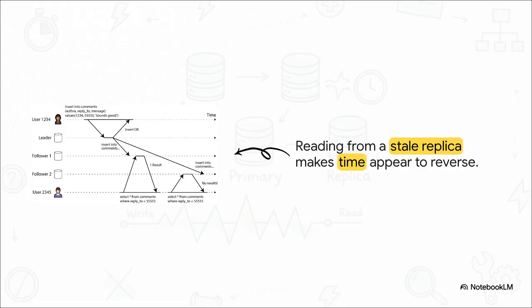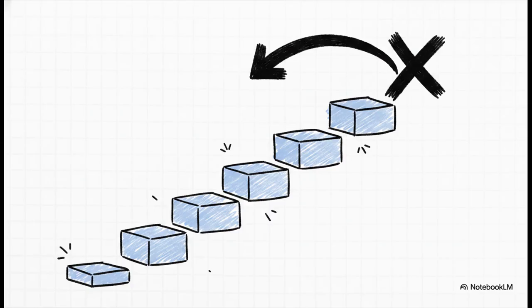Because the user's queries bounce from a fresh replica over to a stale replica, they actually observe the database at an earlier point in time on their second read than they did on their first. They literally went back in time. To prevent this jarring, sanity-questioning experience for our users, we require a concept called monotonic reads.